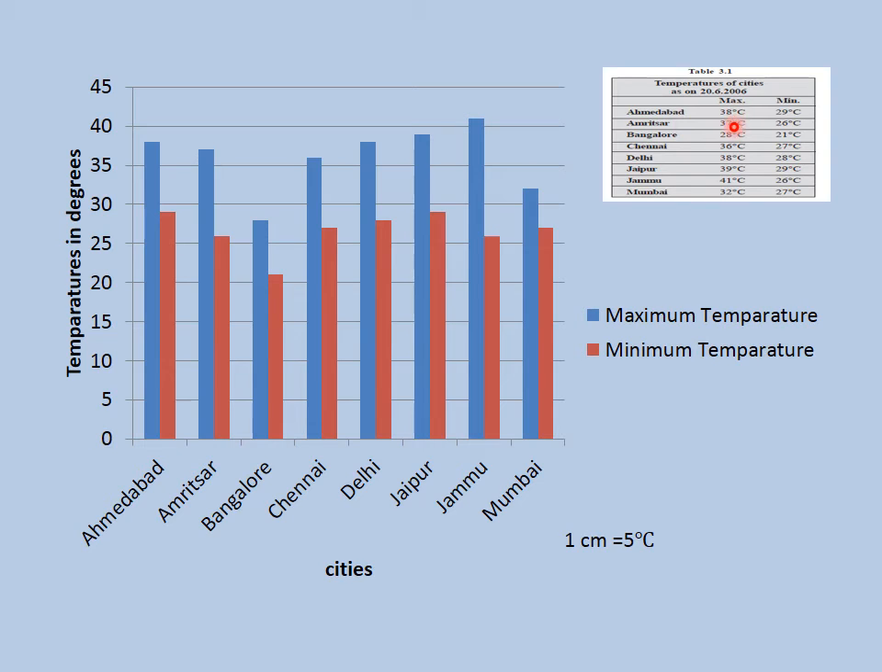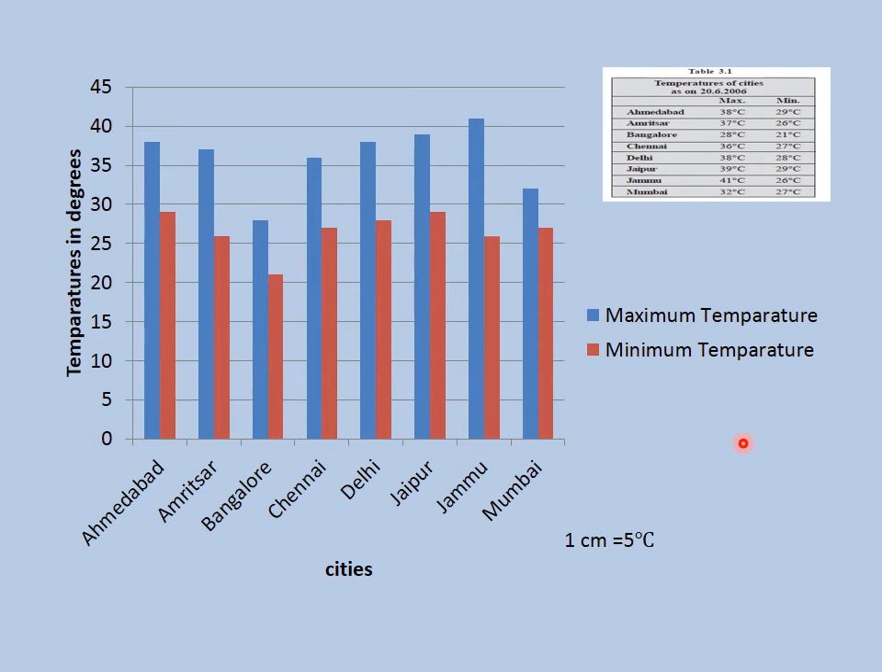Let us take maximum temperature. Maximum temperature is 38 for Ahmedabad. So it's about 35, 36, 37, 38, below 40 and above 35. So 38 degrees centigrade. Amritsar is 37 degrees centigrade; draw the blue bar above 35.